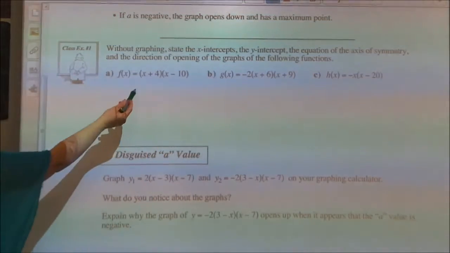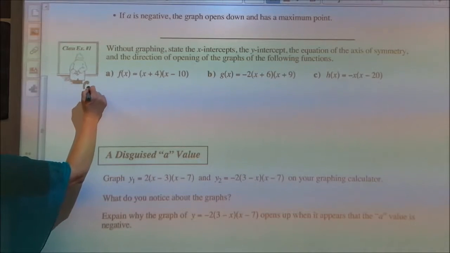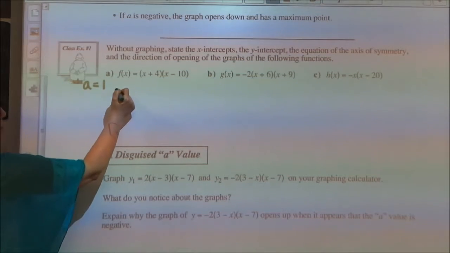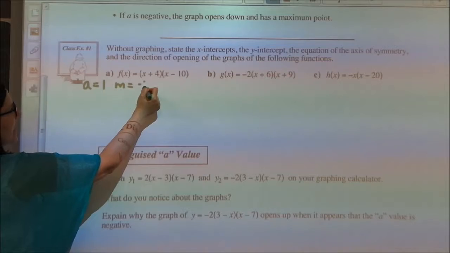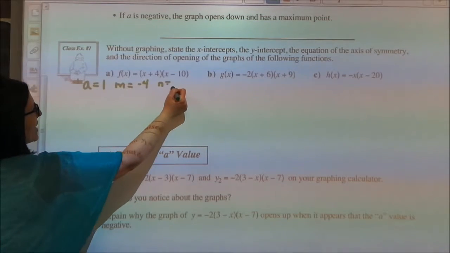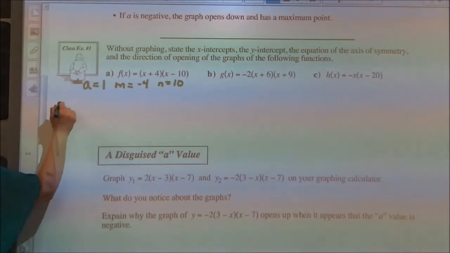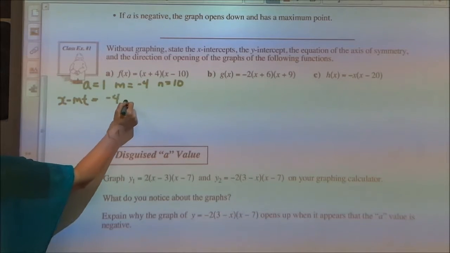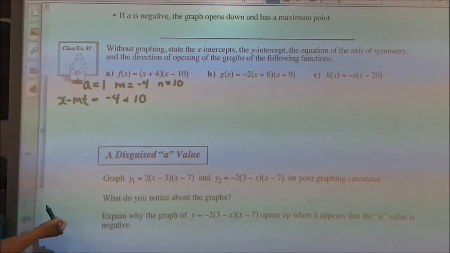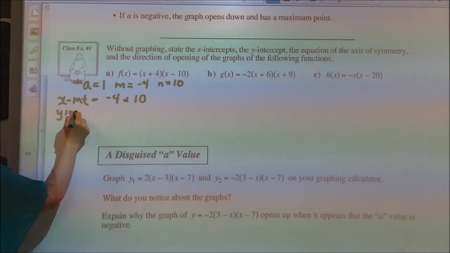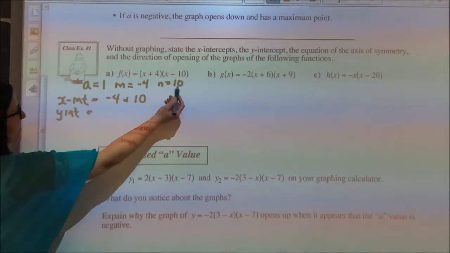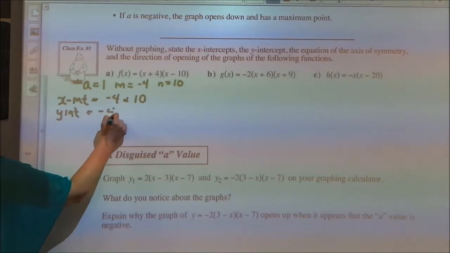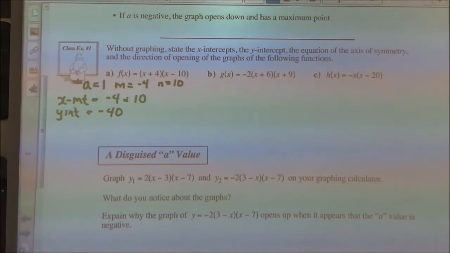So in this graph, my A value is 1, my M would be negative 4, my N would be 10. So my x-intercepts are negative 4 and 10. My y-intercept is multiplying the three numbers together, so negative 40.